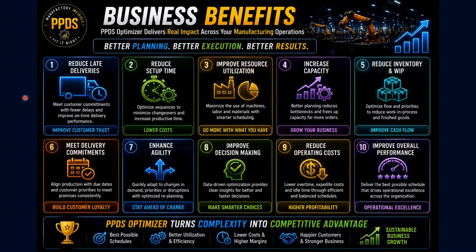Let's summarize the business benefits. The PPDS Optimizer improves production sequencing. It reduces unnecessary setup changes. It helps balance production load across available resources. It creates more realistic production schedules.